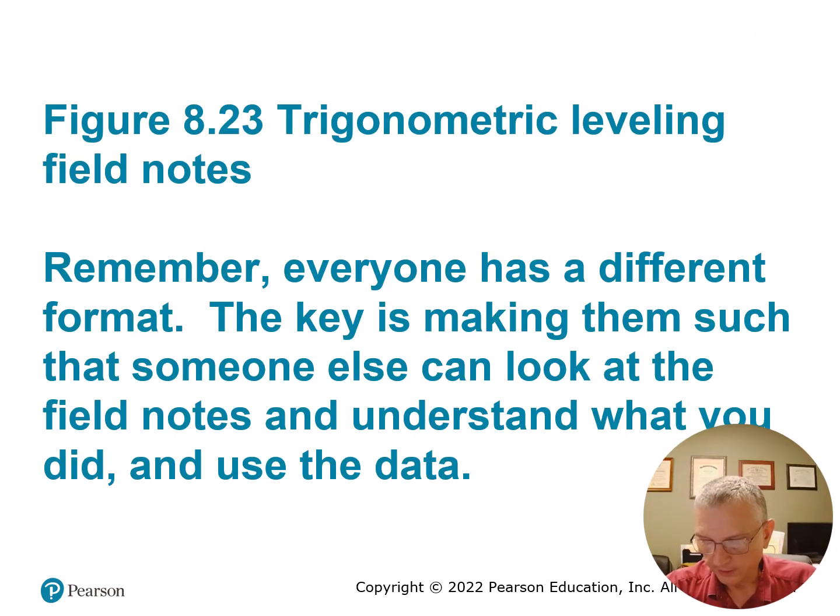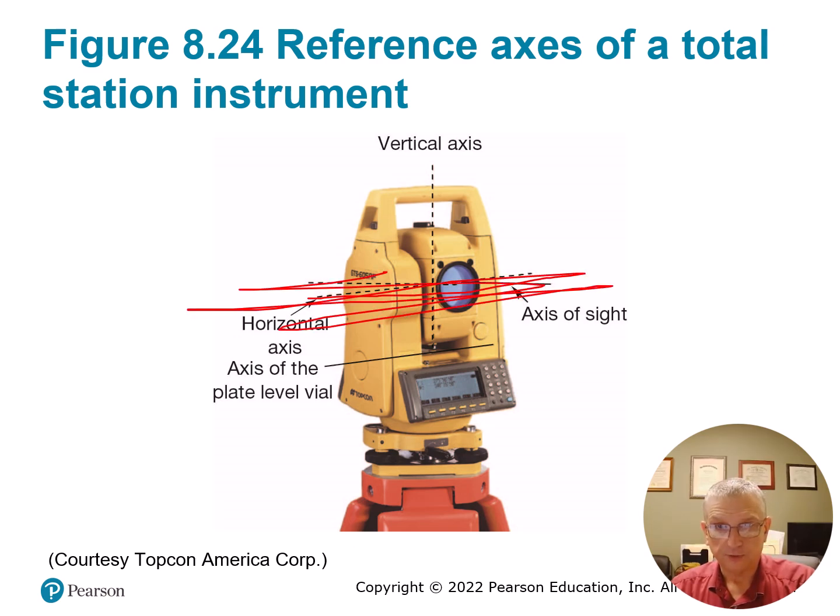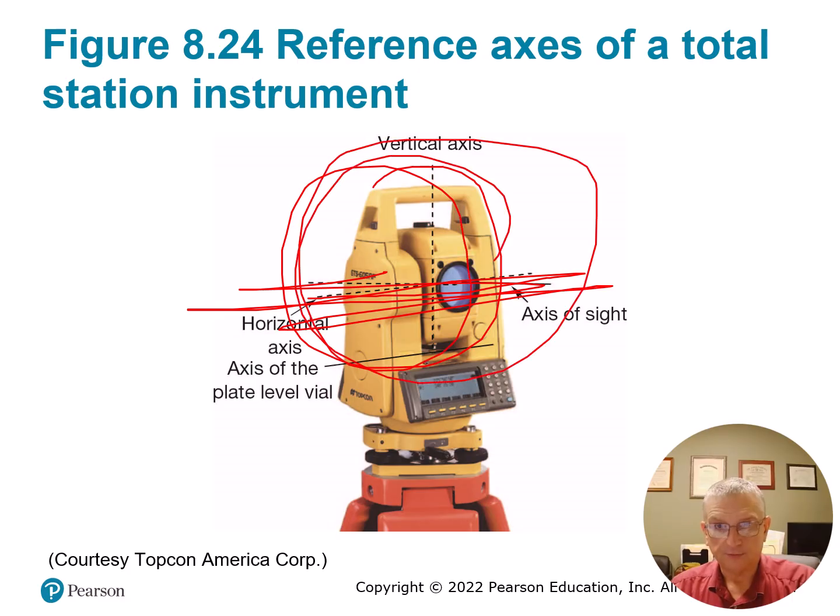In the book, figure 8.23, they're going into some trigonometric leveling notes. Again, it's just everybody's format. We're just here to teach the theory, not note keeping. You're not going to be note keeping more than likely in the real world. Somewhat out of order, figure 8.24, these are the reference axes. So you got the horizontal axis running through the middle of the instrument, and then running around like this, you've got the vertical axis.